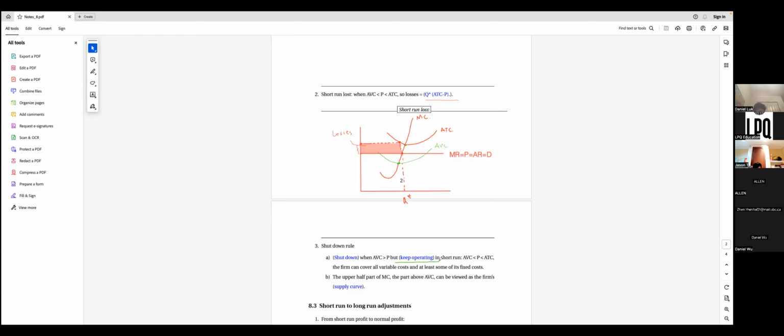Let's say to next page. You should keep operating, keep your operation, continue your business, when your price is still greater than AVC but lower than ATC.